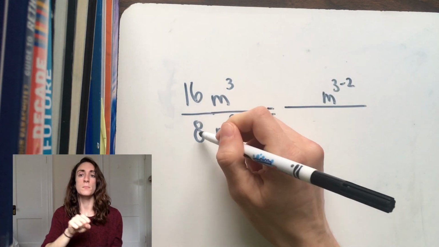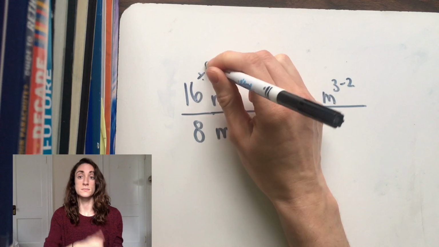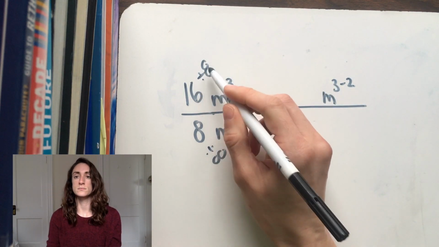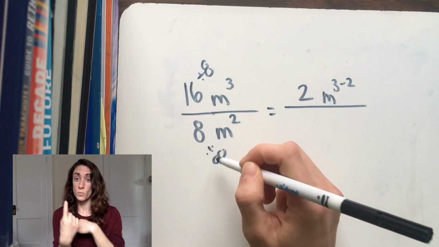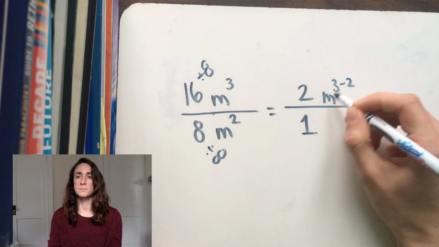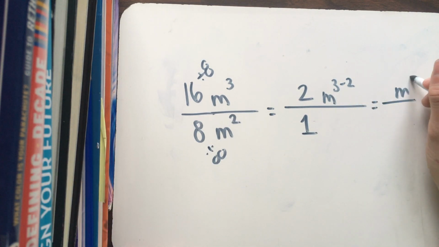16 in the numerator and 8 in the denominator have a common factor of 8. So if you divide those both by 8, it's going to put a 2 in the numerator and a 1 in the denominator. And here, as before, the only thing in the denominator is 1, which means we don't have to write it. We can just leave the simplified version as 2m.